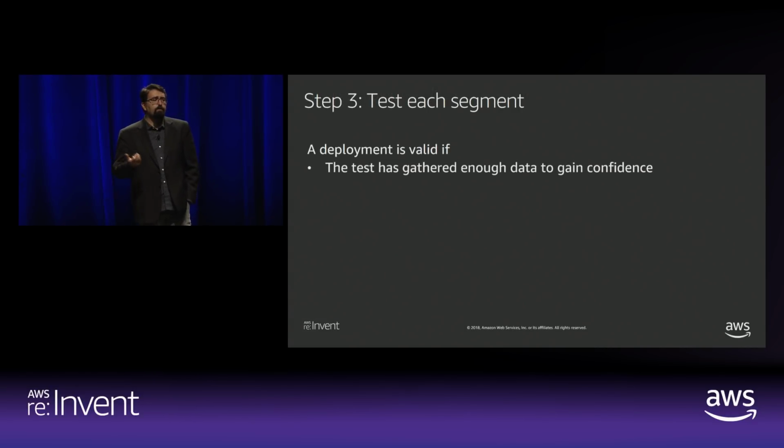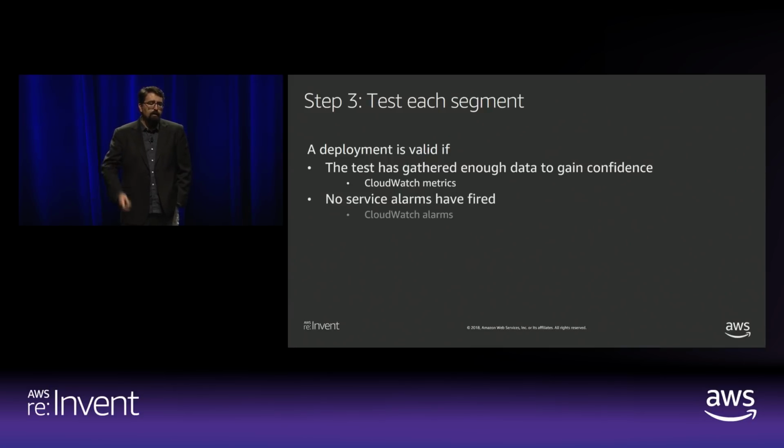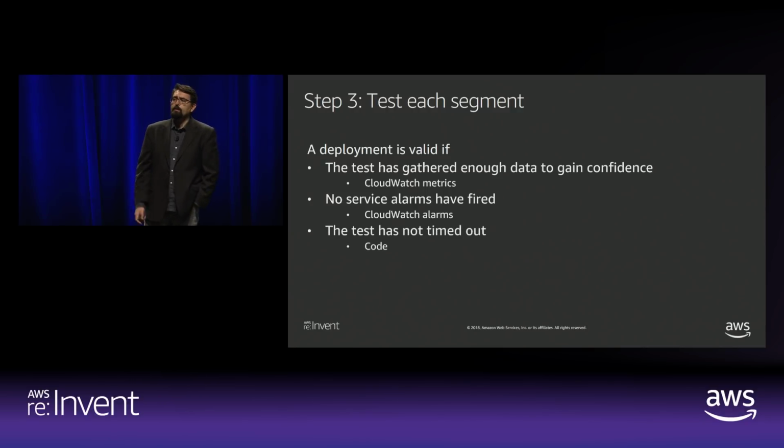The way we test that things are valid is we want to go through and test enough data to ensure that things are working. So we want to leverage CloudWatch metrics. We can use Lambda. We can use CloudWatch alarms, so we can make sure no service alarms are being fired. And we want to make sure that the testing hasn't timed out. We can also use code for that. But the idea is you don't want to just test one. You want to have multifaceted testing. So you want to make sure we're looking at your application from multiple angles and multiple vantage points to ensure that it's working properly.